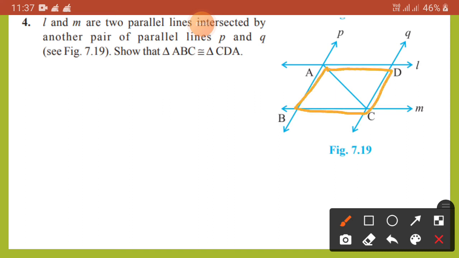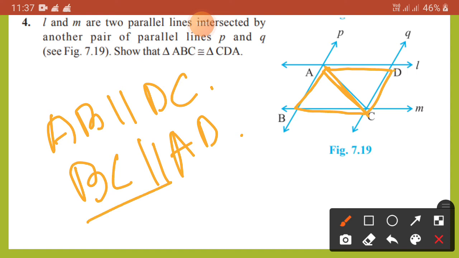ABCD is a parallelogram in which AC is a diagonal. Yes, AC is the diagonal in this parallelogram. Why? Because ABCD is a parallelogram, all the parallel lines are here. We know that in a parallelogram the opposite sides are parallel. So we can say that AB is parallel to DC and BC is parallel to AD.